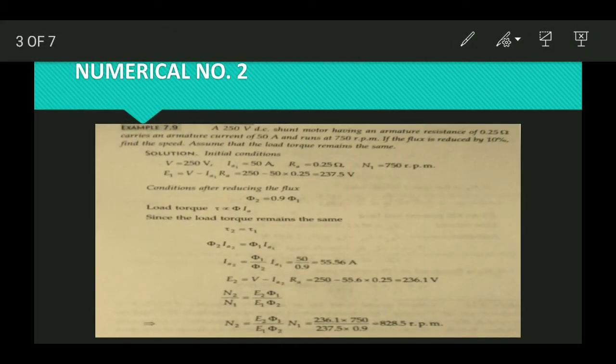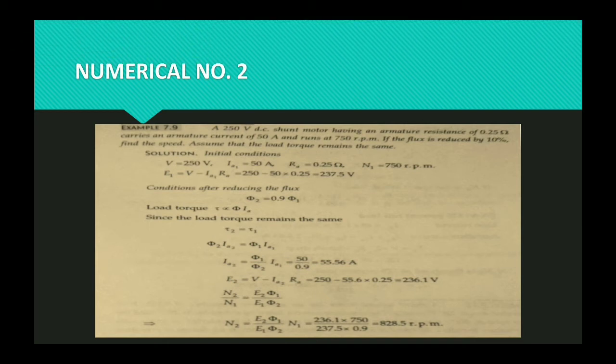Now we have to discuss numerical number 2. Here we can see that a 250 volt DC shunt motor having an armature resistance of 0.25 ohm carries an armature current of 50 ampere and runs at 750 rpm. If the flux is reduced by 10%, find the speed.